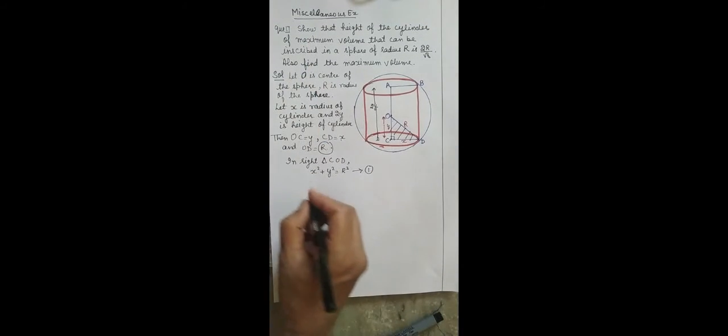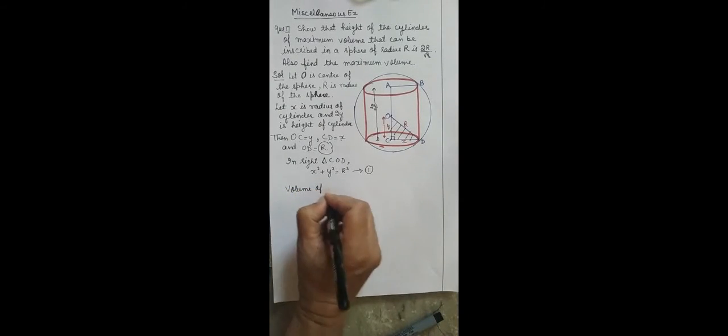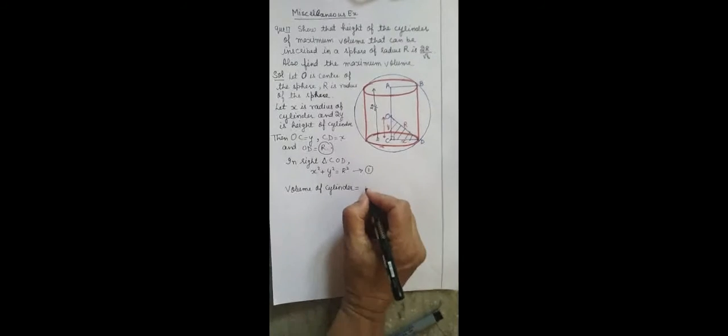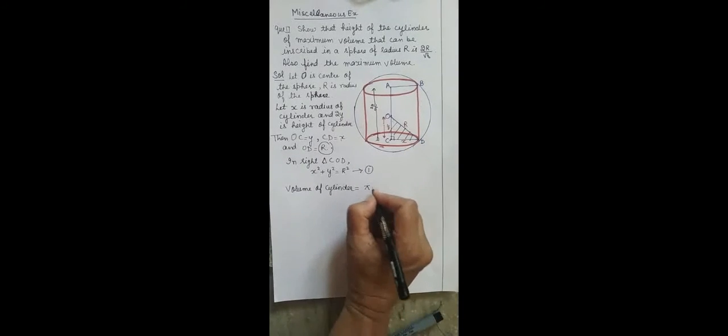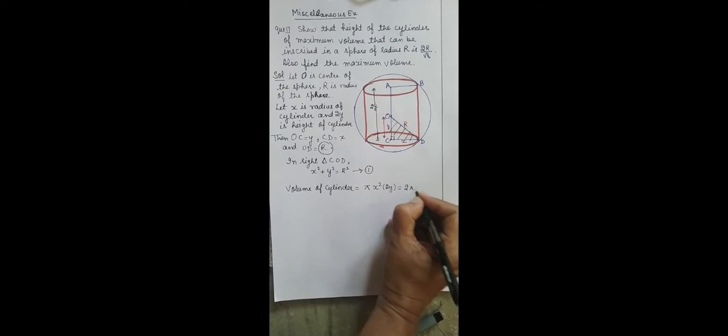Now as I have to maximize the volume of the cylinder, what is the formula of volume of cylinder? It is pi r square h. So here it will be pi, radius is x, so x square, and height is 2y, so into 2y, which gives me 2 pi x square y. Now I will substitute the value of x square from equation number 1 to convert it into a single variable.